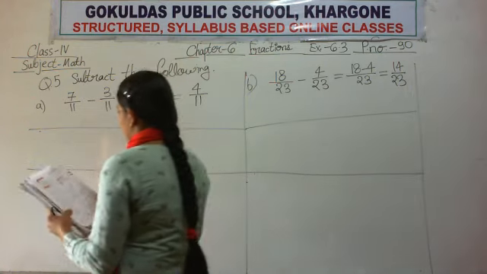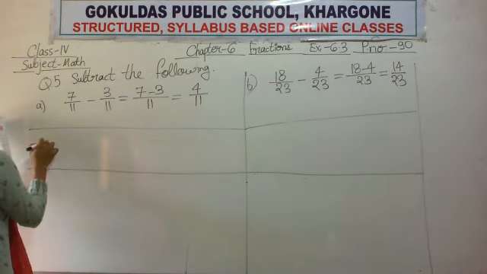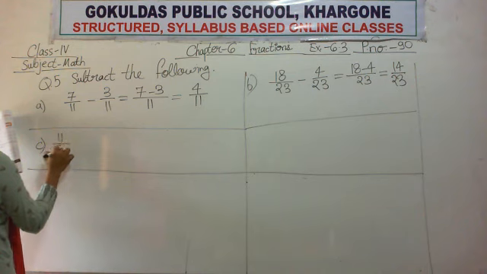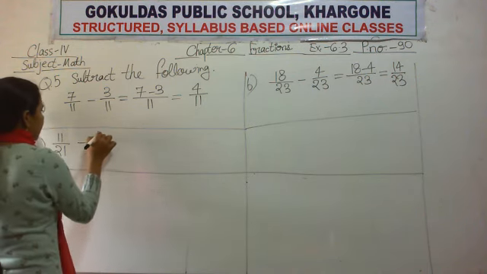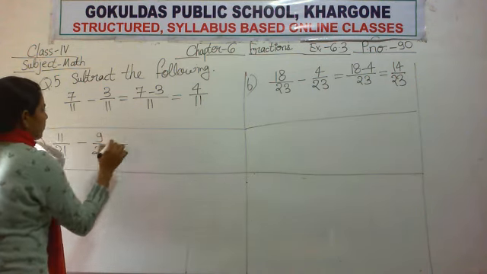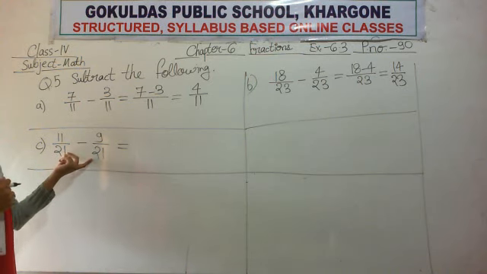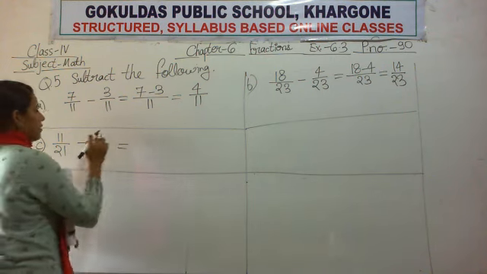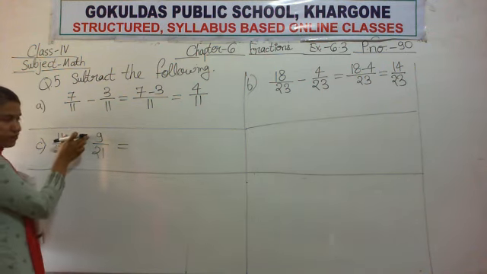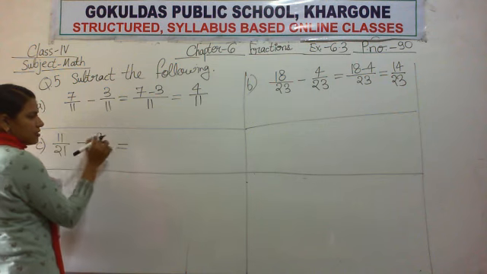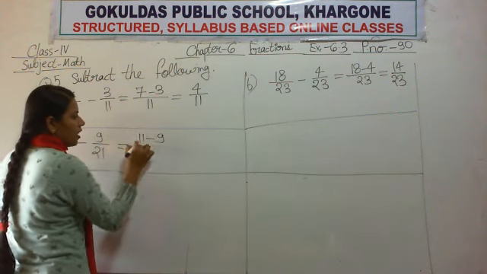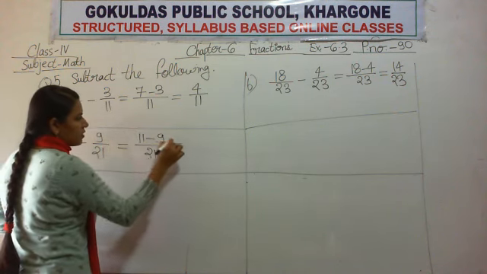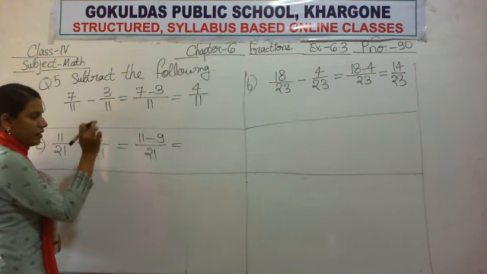Now question number 3. 11 upon 21 minus 9 upon 21. You have 2 fractions, you want to subtract them, check the denominator. Both the denominators are the same, then subtract only numerators. 11 minus 9 upon 21. Subtract numerators over the same denominator.